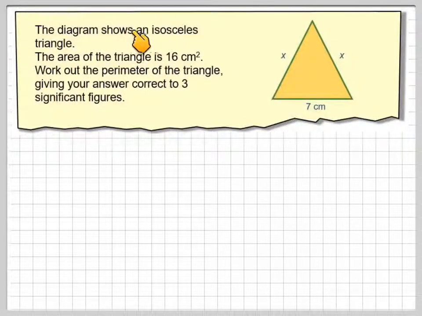The diagram shows an isosceles triangle. The area of the triangle is 16 centimeters squared. Work out the perimeter of the triangle, giving your answer correct to 3 significant figures.